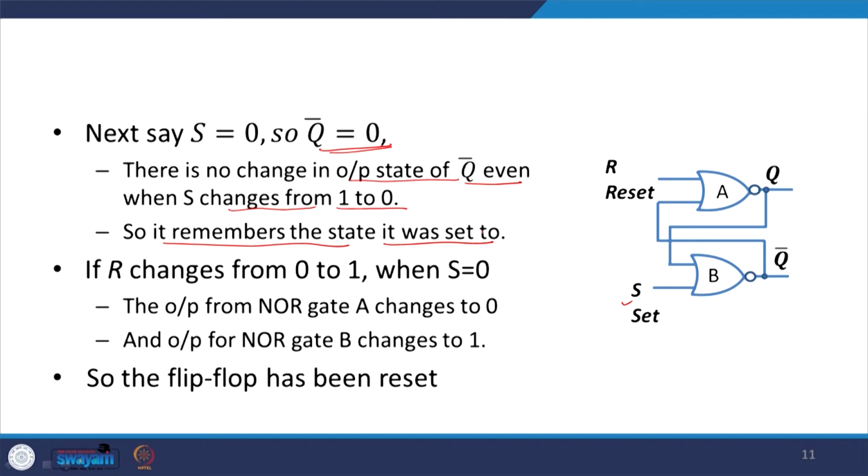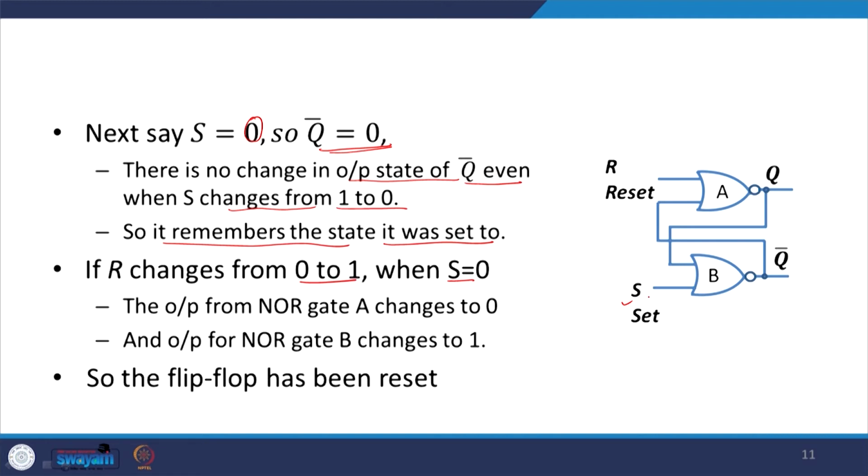Now, suppose we change R from 0 to 1, when S is equal to 0. In the previous case we have taken S is equal to 0. So, when S is equal to 0, suppose I am changing R from 0 to 1.